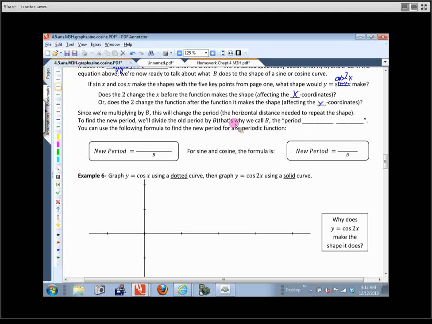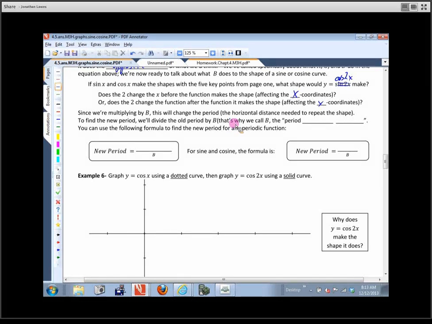Okay? So to find the new period, we're going to take the old period and we're going to divide it by b. That's why we call it the period change factor. We'll say that a couple different times. Period change factor. So the new period on the graph is going to be the old period divided by b.